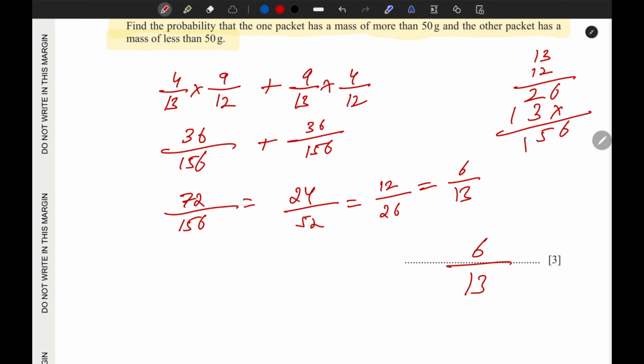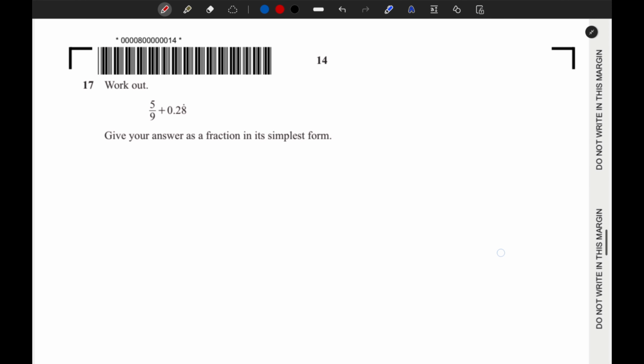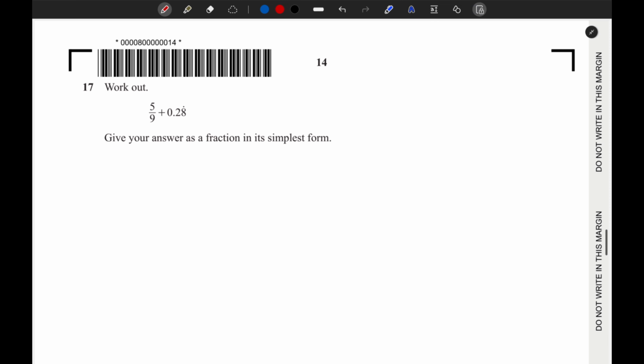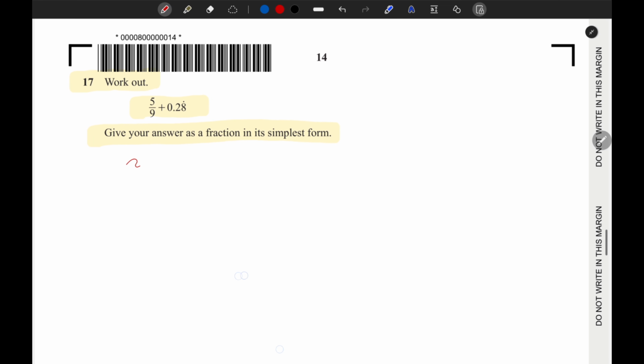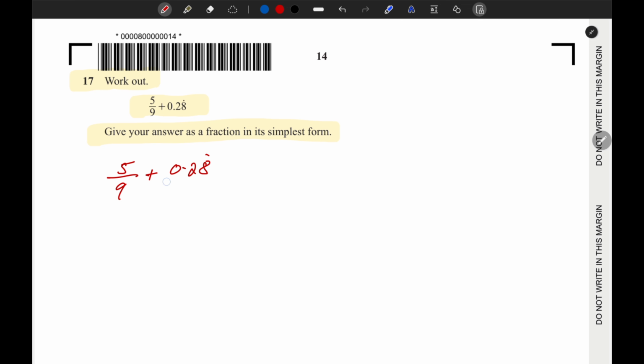Now, 17th. Okay, work out 5 by 9 plus 0.28, where the 8 is the recurring one. Give your answer as a fraction in the simplest form. See, 5 by 9, we can write as it is, plus 0.28 recurring. So we have to find this one.